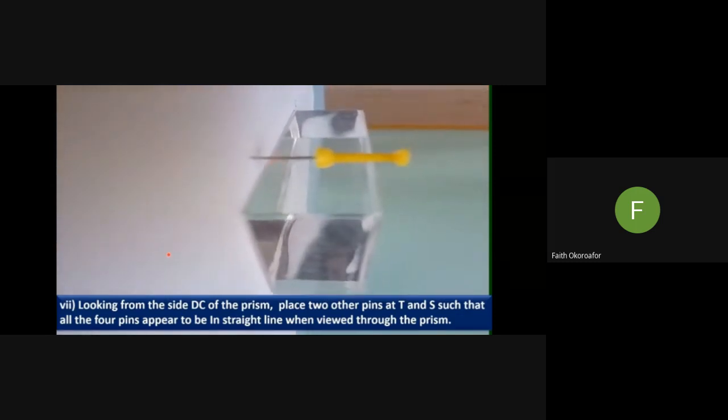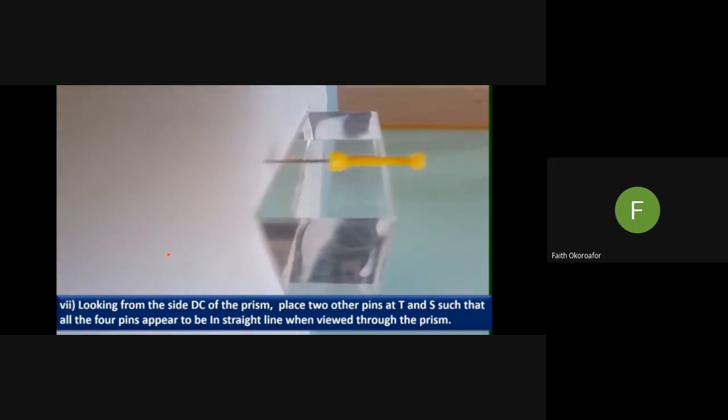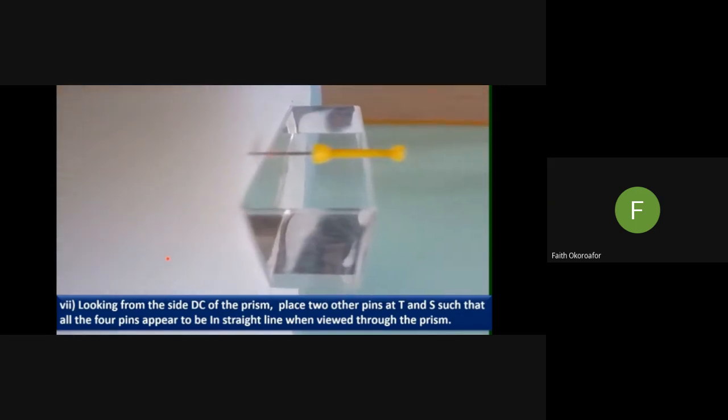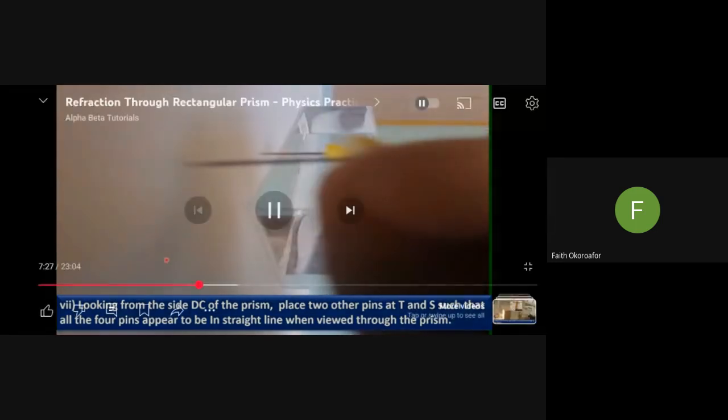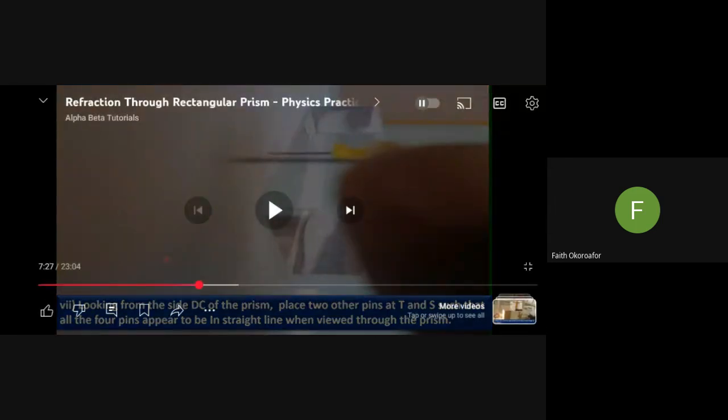Sir, when we are performing our own practical, how will we be able to see this thing? You will see it just like this, the same way this person is seeing it. Are you with me? No, sir, I still don't understand.